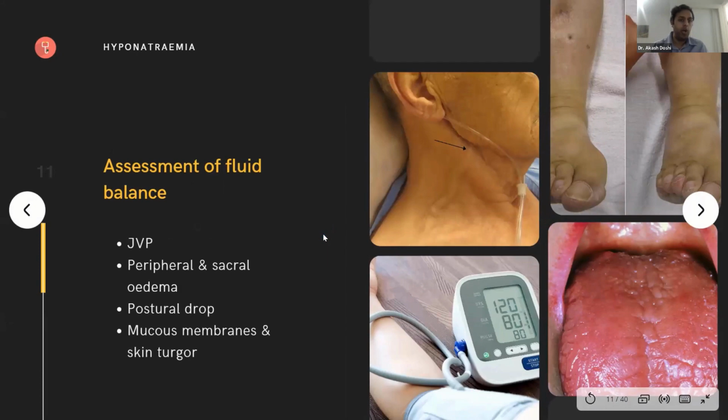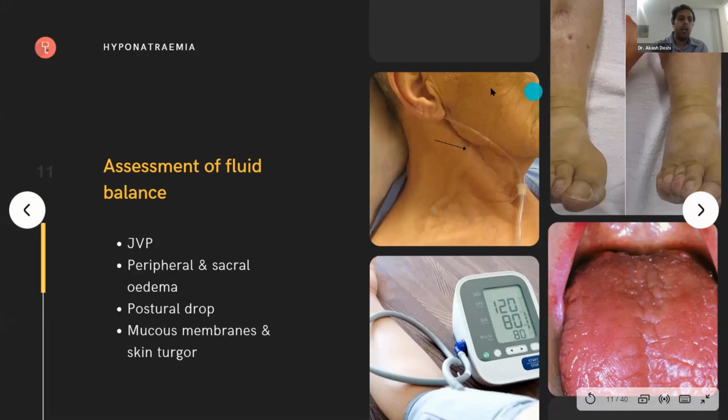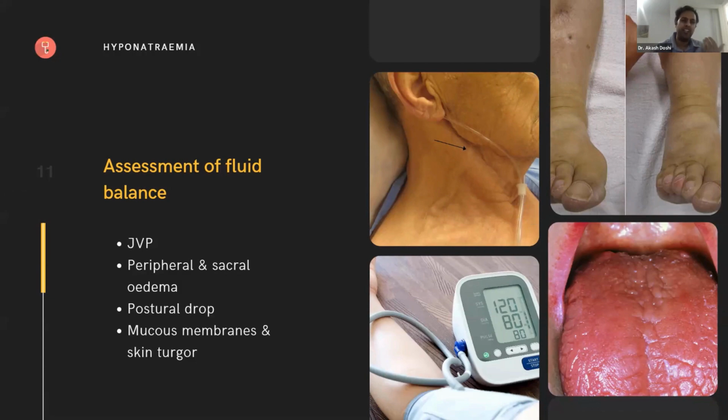So when you're conducting an assessment of fluid balance, the first thing you want to do is rely on what your history is telling you. Are they having diarrhea, vomiting? What's their intake like? And that's really helpful information. And then in examination, the thing that's often quite obvious is when they've got peripheral edema or sacral edema. And then you can also use a JVP to work out whether the patient has got too much fluid, overloaded.